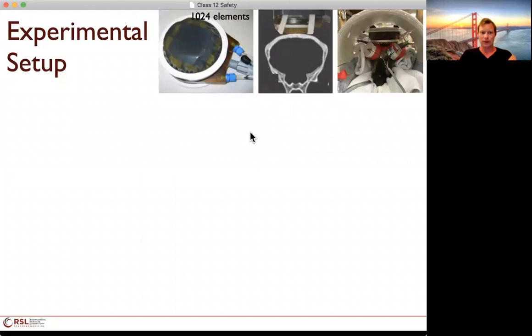Okay, so a little bit more about our experimental setup. This is the transducer that we use. This is a flat transducer. It's an array. It has 1,000 elements. Right now, it has a membrane, and the membrane is filled with cooled circulating water. That keeps the elements cool. It also provides coupling. And being a phased array, we could steer the beam as we wanted.